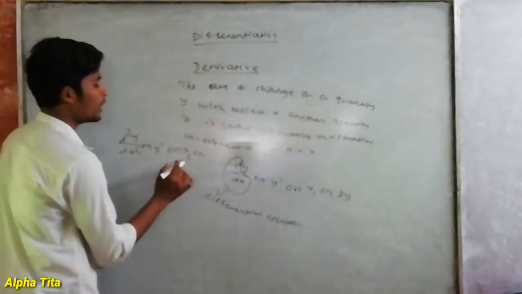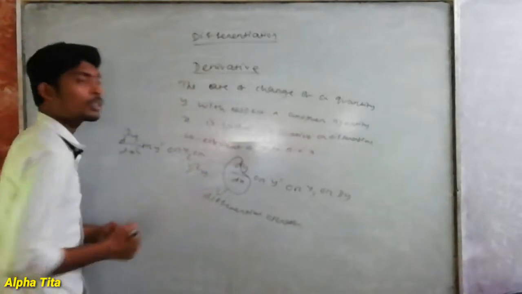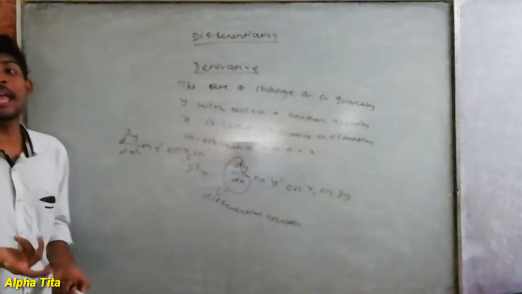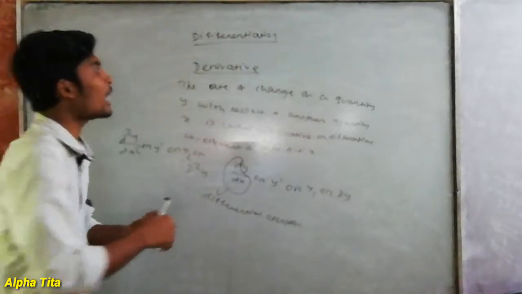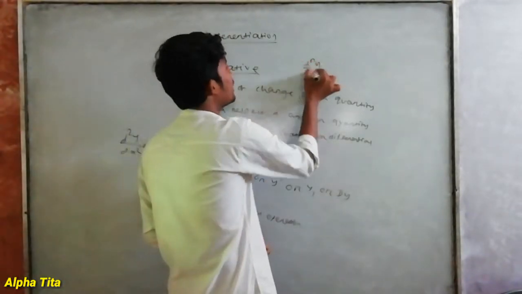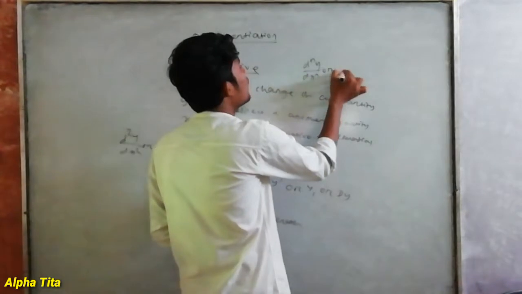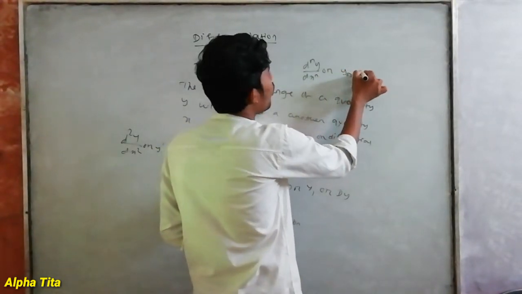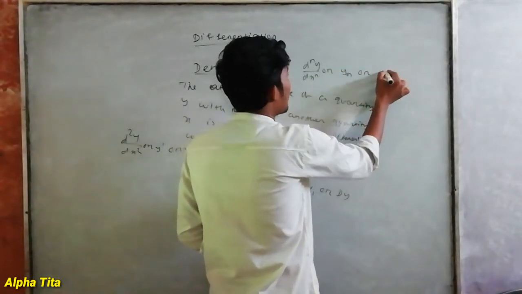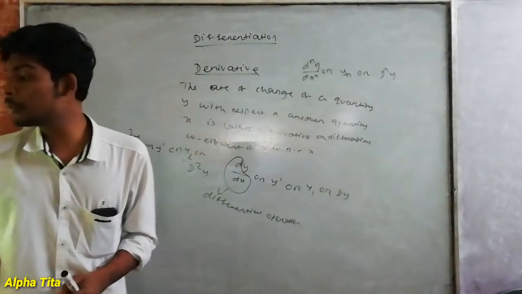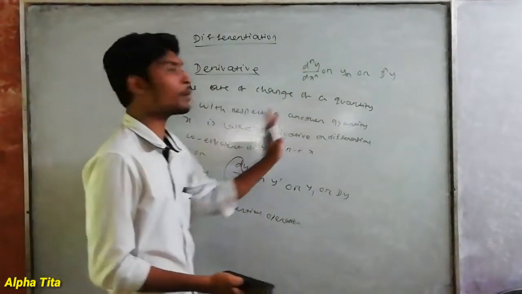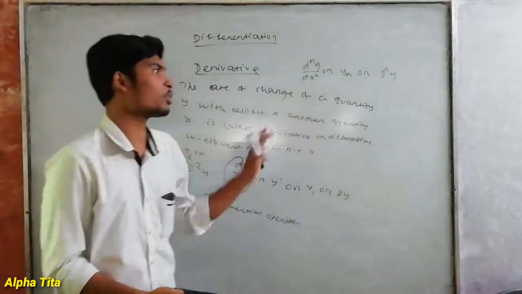How do you denote the nth derivative of y? We denote the nth derivative of y as d^n y by dx^n, or you may write yn, or d to the power n y. These are simple things you just have to be clear about.